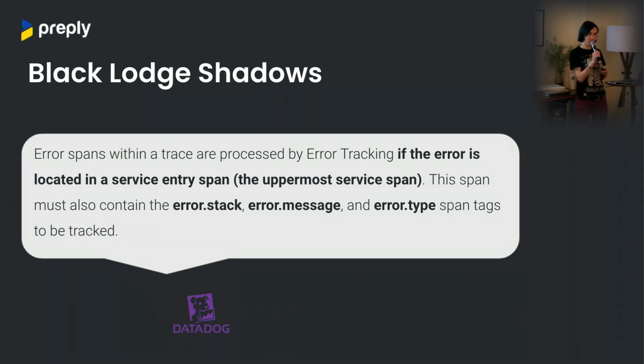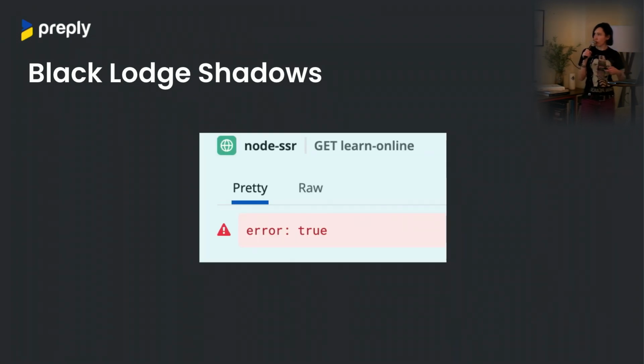So if we go to the official documentation, it says that for a trace to be properly error tracked, its entry span, also called the root span, must contain some information, must contain some tags. So these tags must be set on the root span, and then it will be tracked correctly. Returning to this, we can clearly see that something is wrong here with setting those tags.